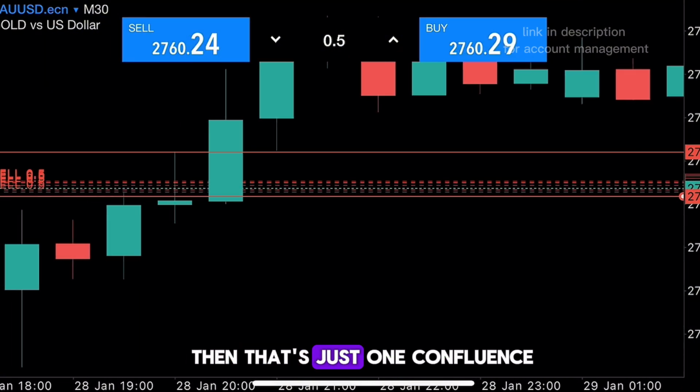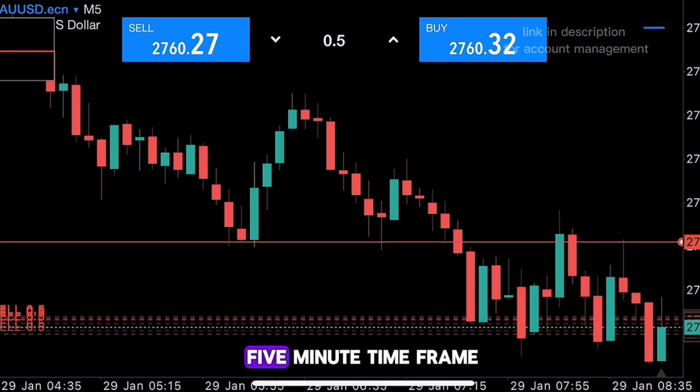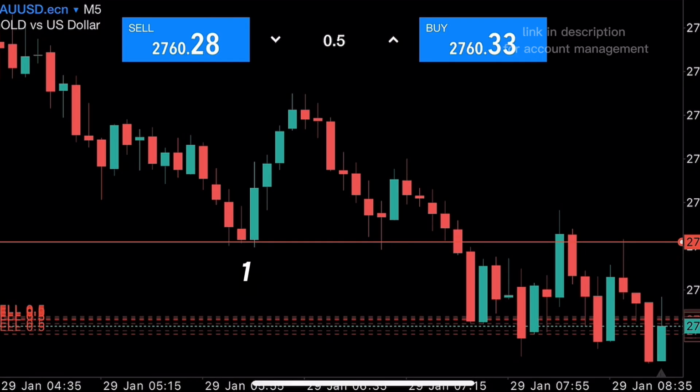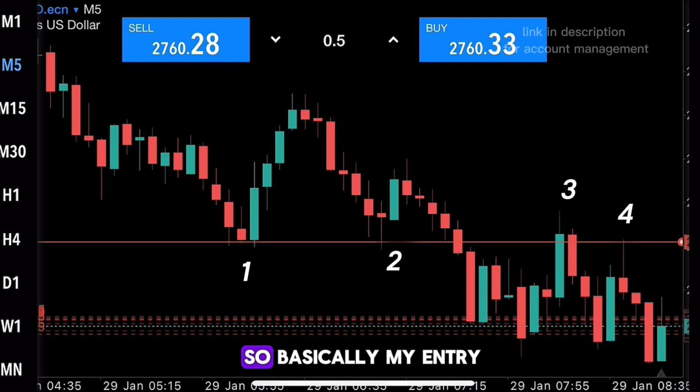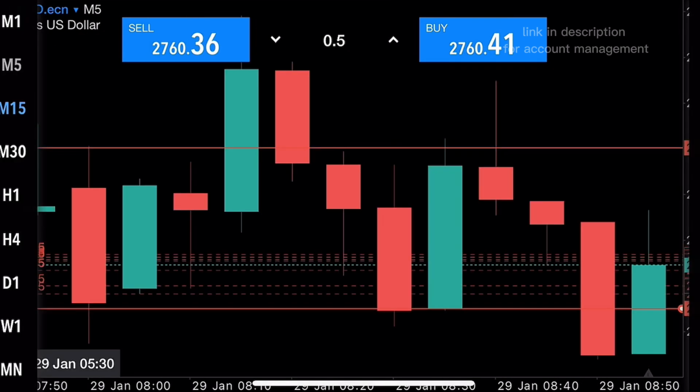And that's just one confluence. The second confluence was when I dropped to the 5-minute time frame. I was seeing something like a break and retest at that point there. You can see 1, 2, 3, 4 retests here. So basically my entry was literally at the breakout of the breakout.